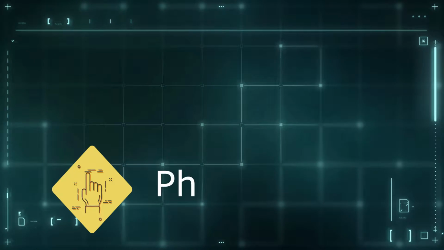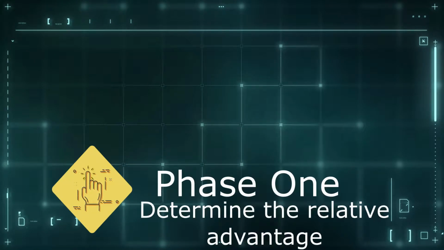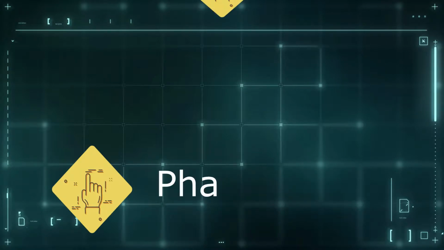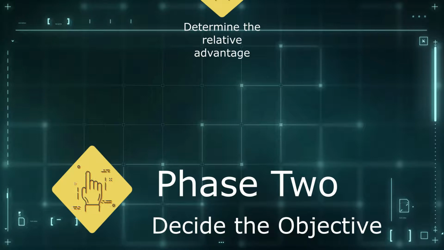Let's look at how Technology Integration Plan works. Phase 1. Determine the relative advantage of the technology. Why do you need this technology in your classroom? Is it going to help the students with problems? What will it bring to your classroom? Phase 2. Decide the objectives. How will you measure the progress of this technology? Will you have tests? Will you have assignments?